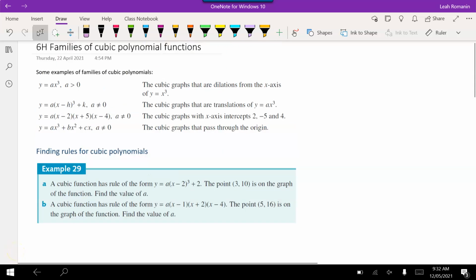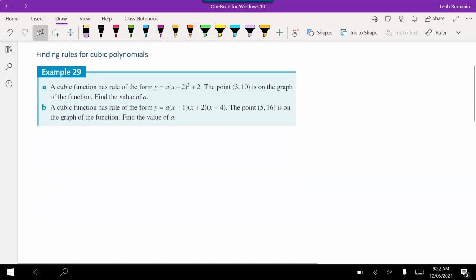This before when it came to quadratics. Families is basically just your different types of equations that you can get and solving for each of them using whatever information you're given.